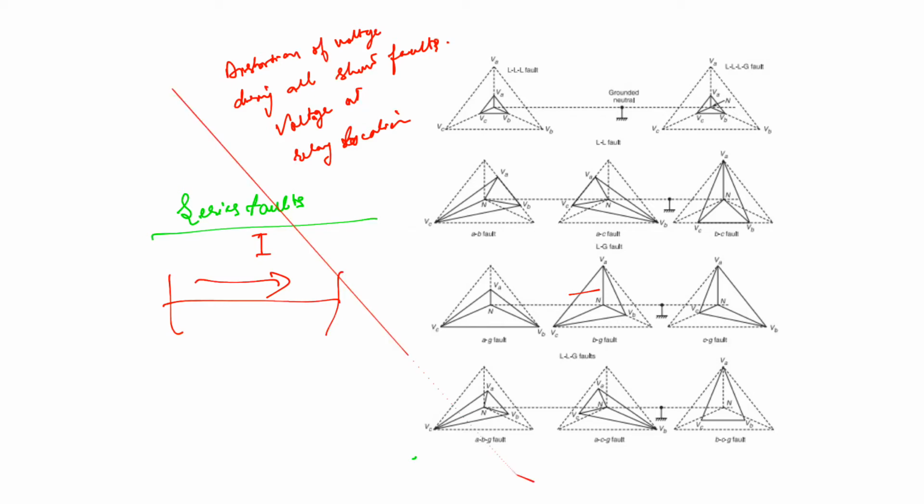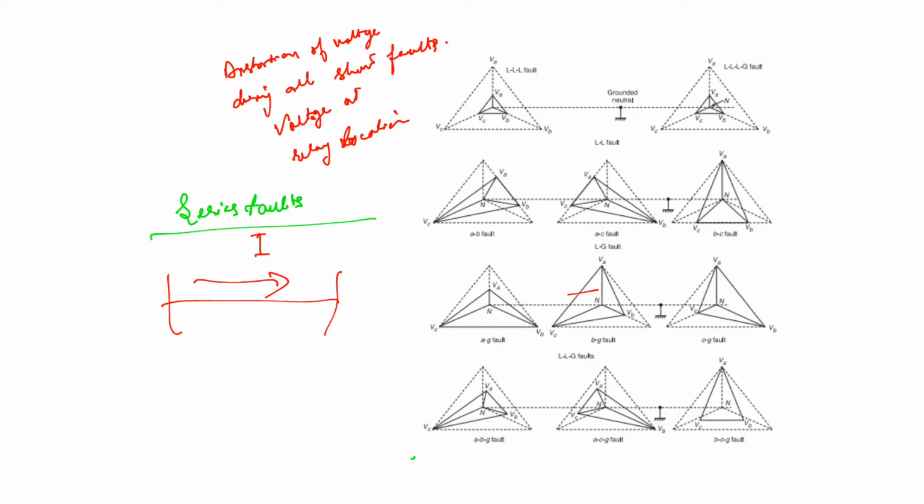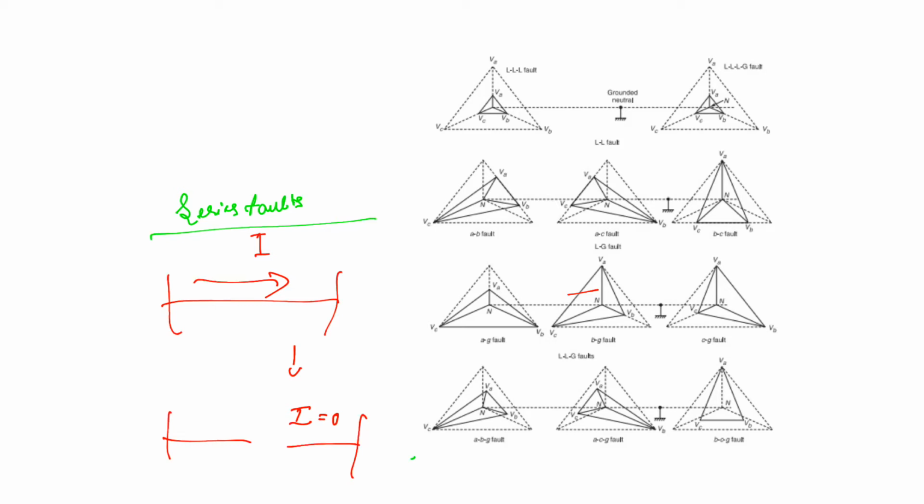Now when the series fault occurs, there is a breakdown of the path of the current. It means that in this case the current I equals 0. These kinds of faults are known as series faults. Such types of faults do not result in catastrophe except when the broken conductor touches the ground. Otherwise, they are not so harmful. So when the broken conductor touches the ground, then in that case it is harmful.